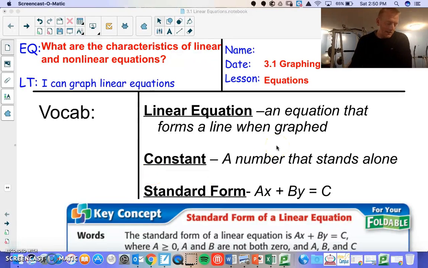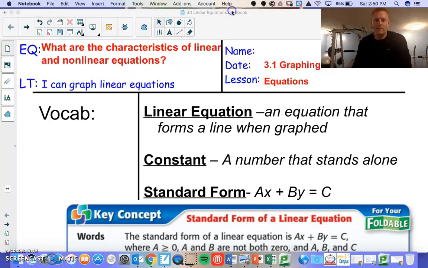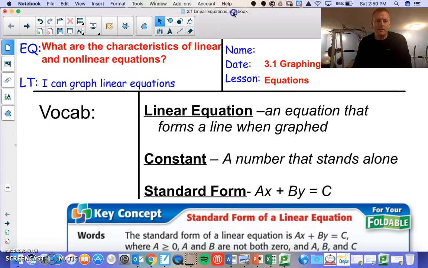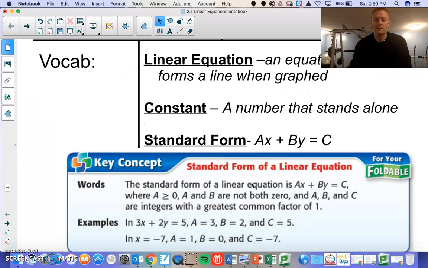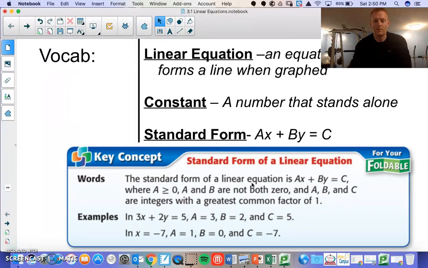So today we're talking about Chapter 3, Lesson 1. It's called Graphing Linear Equations. There are some things we need to be well aware of how to do to make today's lesson successful for you. A linear equation is any equation that forms a line when it's graphed. The word constant means just a number that's by itself, just a regular old-fashioned number. And standard form is a way that we can show linear equations.